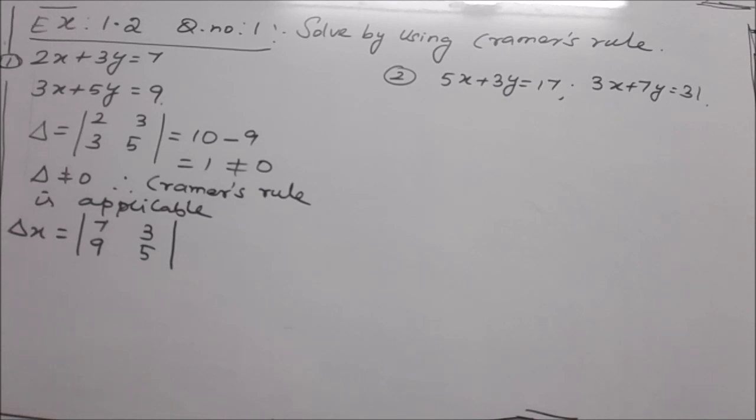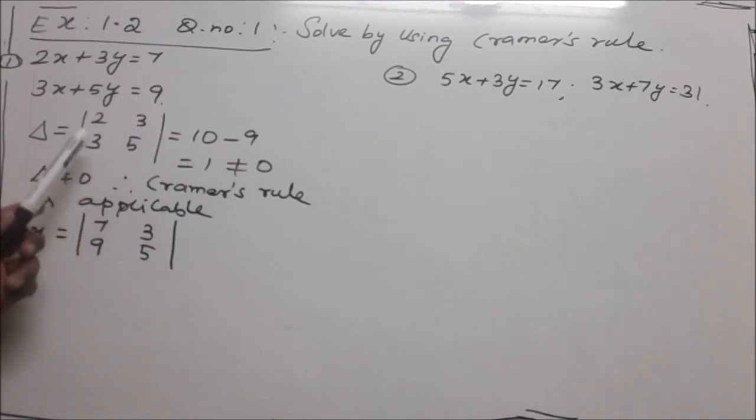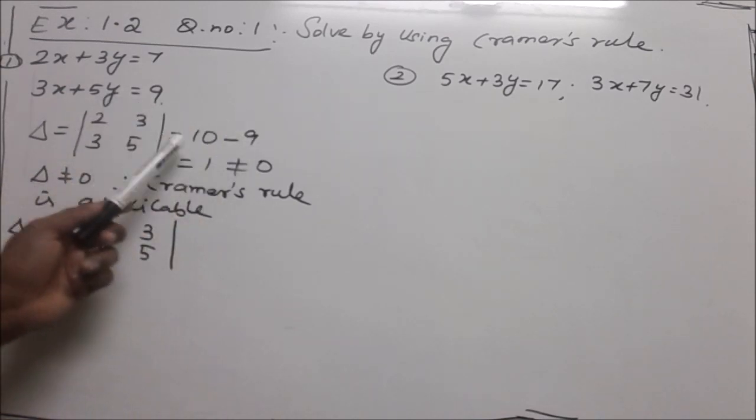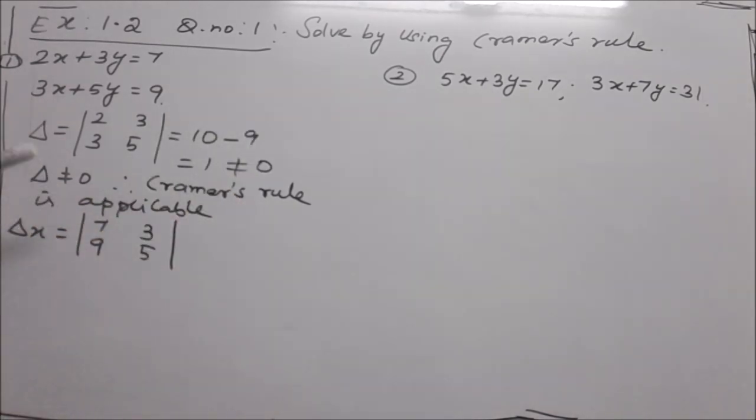The delta is nothing but the determinant of the coefficient matrix. The coefficient matrix is 2, 3, 3, 5. Calculating the determinant value: 2 times 5 is 10, then cross multiply the secondary diagonal, 9. Subtracting, we have 10 minus 9 equal to 1, not equal to 0. This means delta is not equal to 0, so Cramer's rule is applicable.